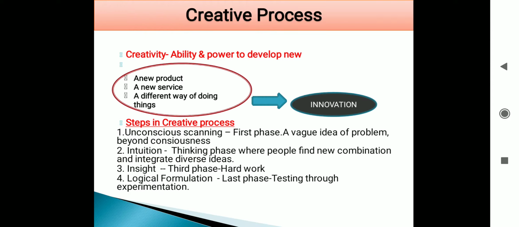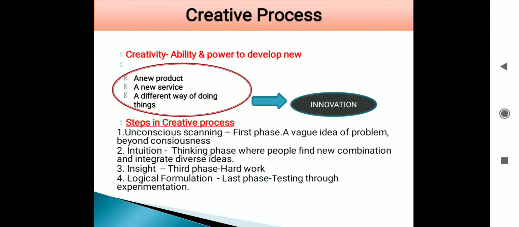Now the last topic is the creative process. So what is the creative process? Creativity is the ability and power to develop something new, for example, a new product, a new service, or a different way of doing things. So that way we call it innovation. Now let us see the steps in the creative process.